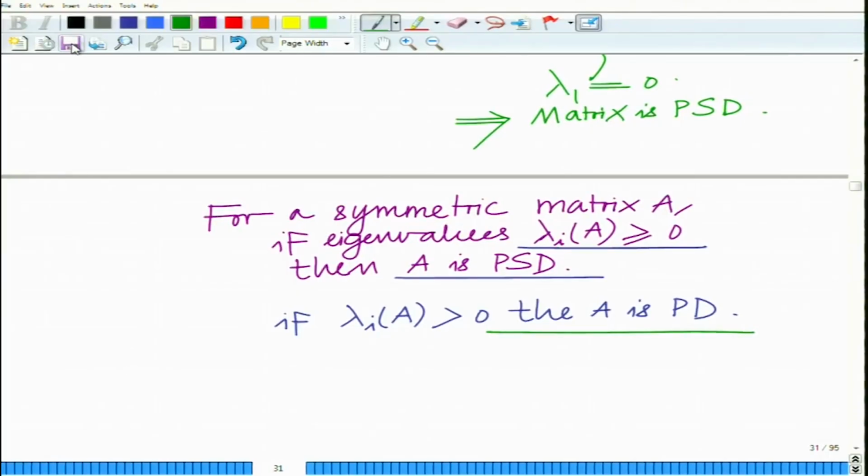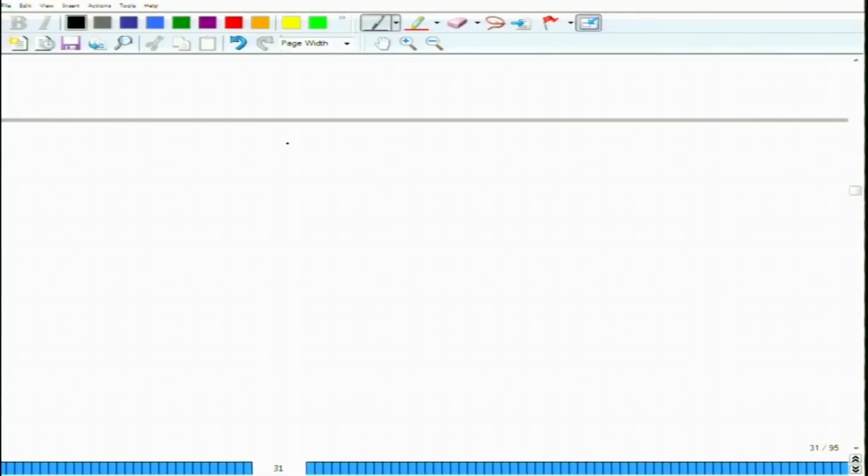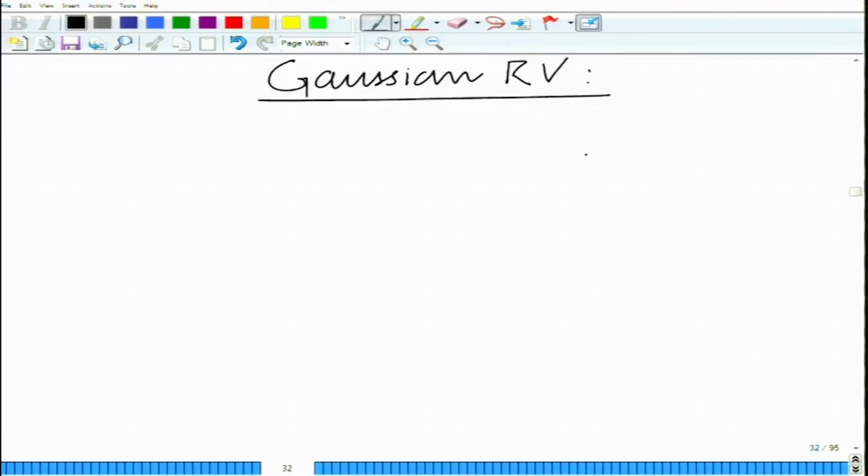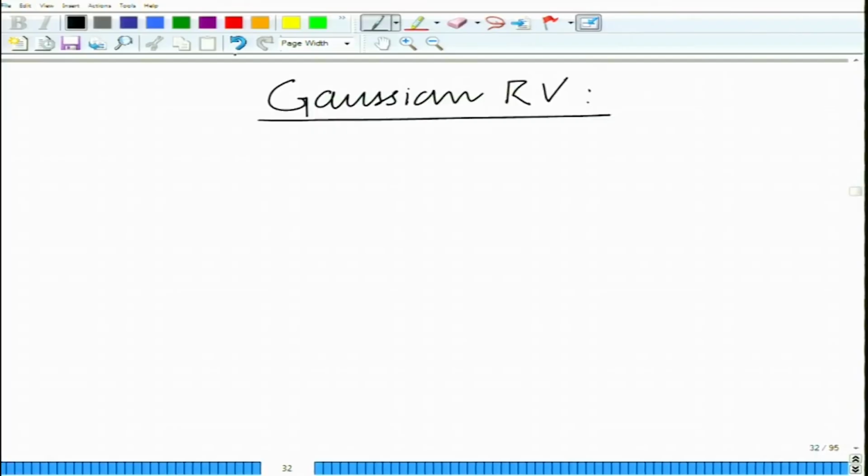Let us now continue looking at another important concept, that of the Gaussian random variable, which we are also going to use frequently in our framework of optimization. So, we want to look at the basic concepts of Gaussian random variables, which are central to our discussion on optimization. So, what is a Gaussian random variable?